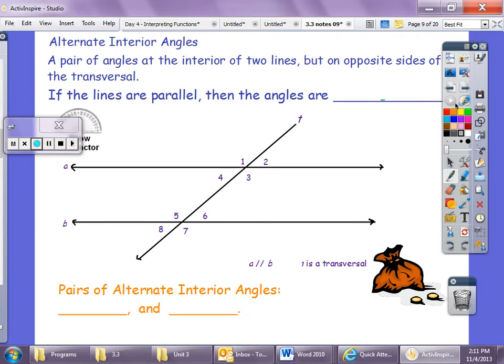Then we have alternate interior angles. Alternate interior angles are a pair of angles in the interior of two lines, so they're on the inside, but on opposite sides of the transversal. If the lines are parallel, then these angles are congruent.